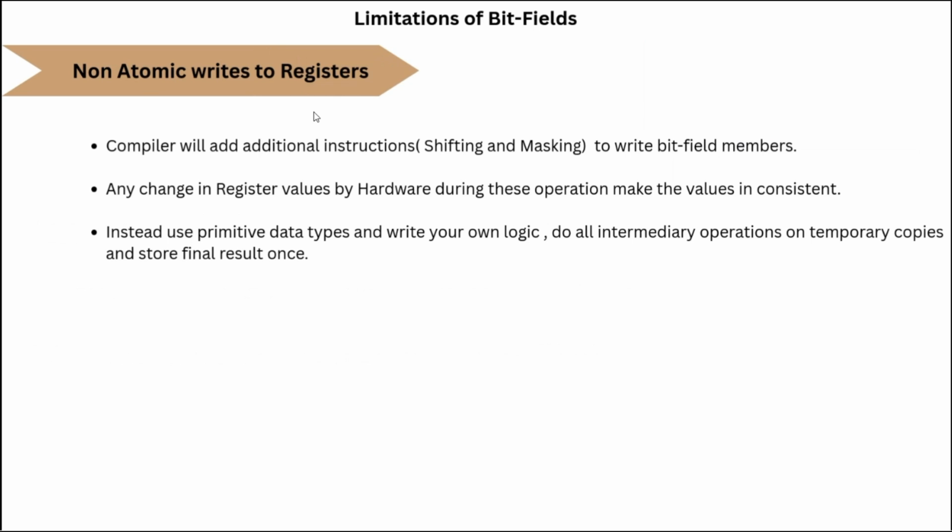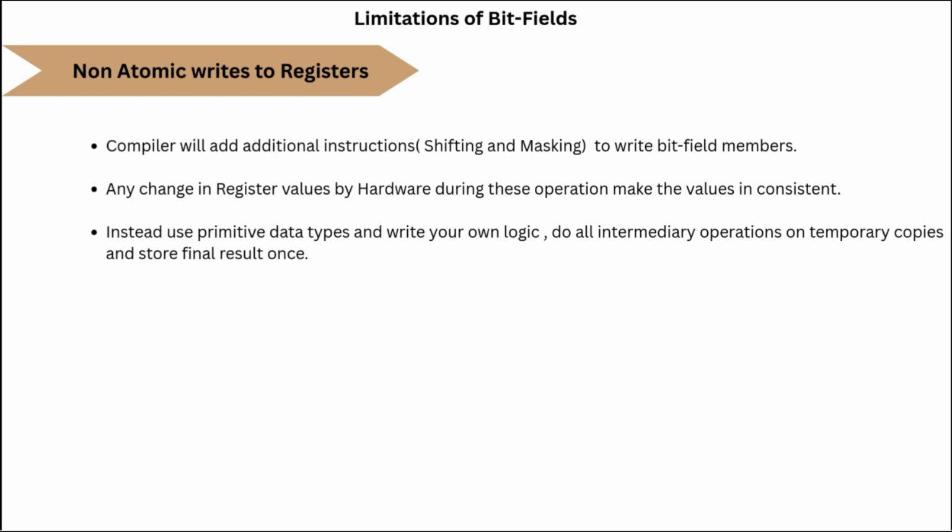And also the non-atomic writes. Non-atomic means you are doing a read or write using a single C instruction, but the compiler generates a lot of instructions for that. While executing all those instructions, if an interrupt or something else happens in the system, it can change the register values, like resetting or setting them to different ones. So the ultimate result of your operation may be unpredictable or inconsistent. This is called non-atomic.